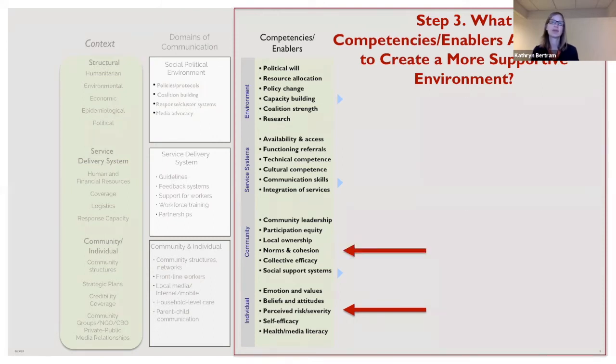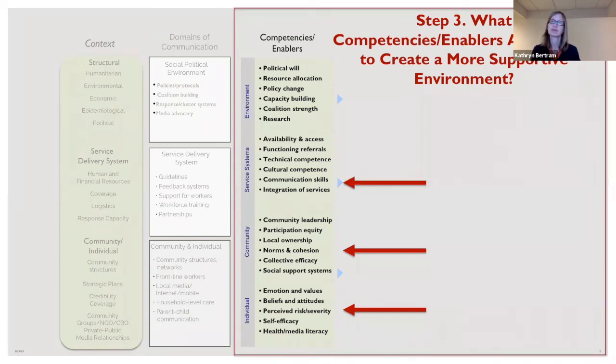In the community, here we might look at competencies in community leadership for community-led approaches and more equitable participation. We might look at social norms related to optimal and safe practices. So here's another place where theories are important to understand how to influence social norms. And then collective efficacy, or that belief that the community has the power to act. And then functioning community support systems.